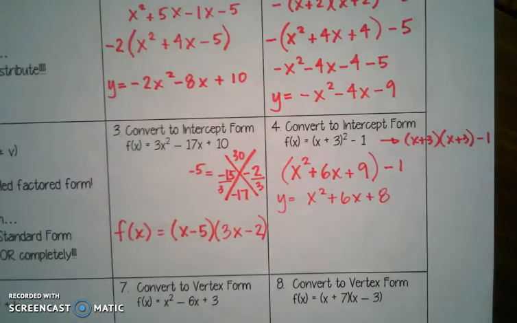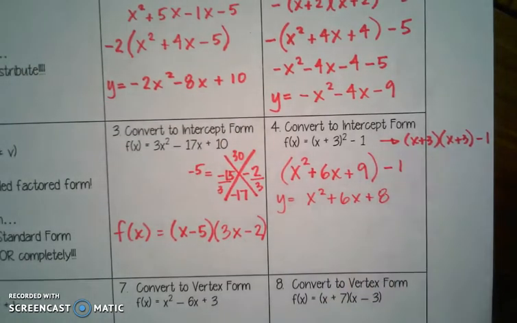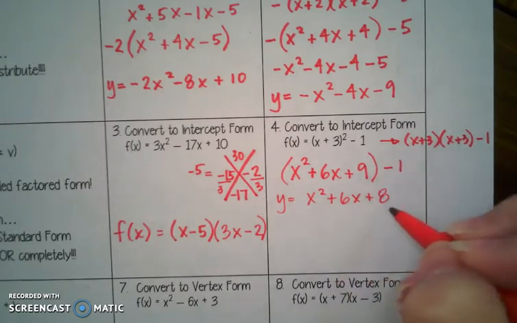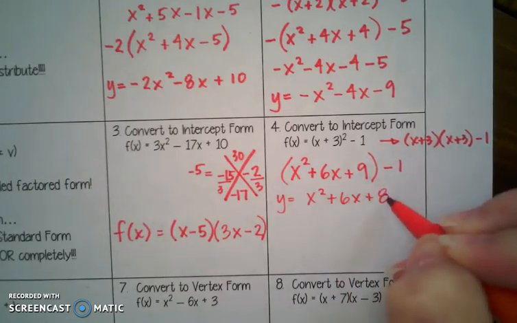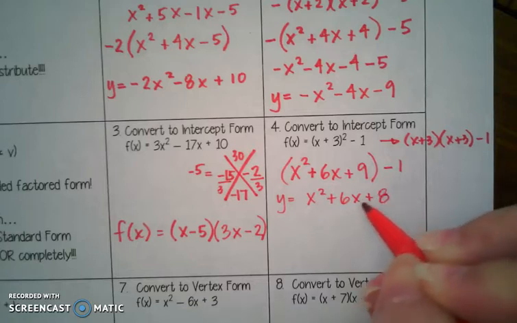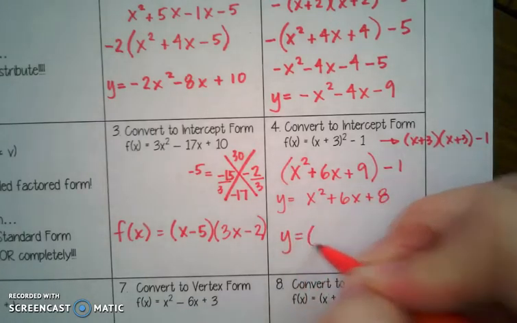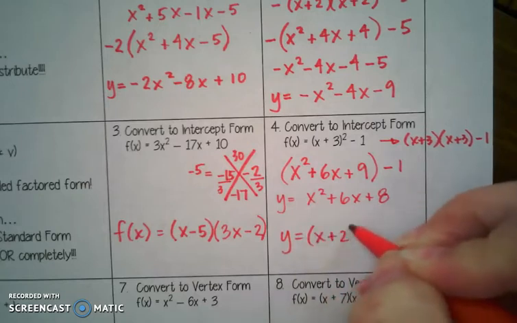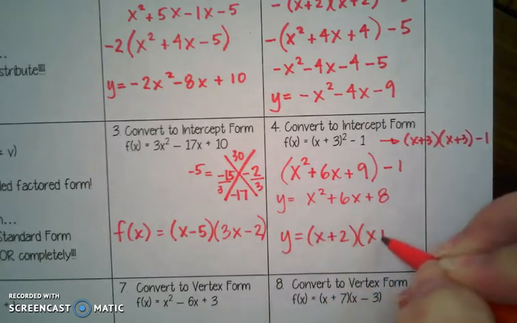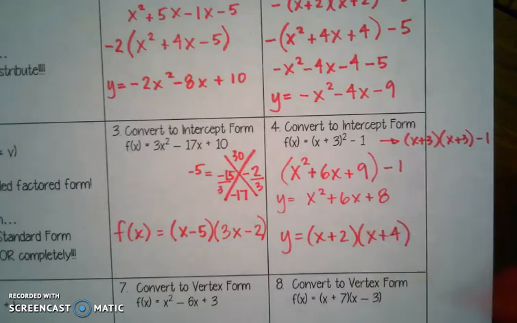So what we need to do now is to factor this completely. So look for GCF. I don't see one. So now we're looking for numbers that multiply to be 8 that add up to 6. And I'm sure you have that one figured out. So x plus 2 multiplied with x plus 4. And again, we can always check by FOILing.